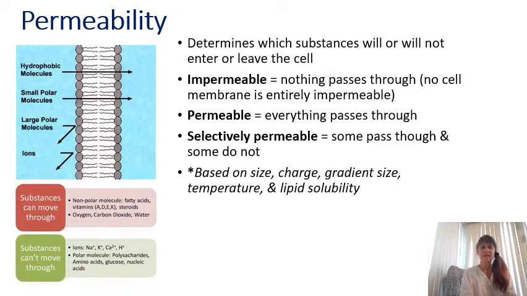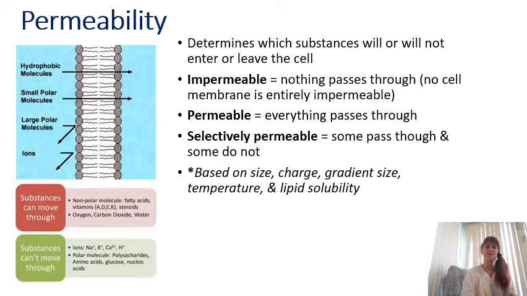The plasma membrane is known as semi-permeable or selectively permeable. And permeability is going to determine whether or not things can pass through. If something is impermeable, nothing will pass through. If something is permeable, everything can pass through. However, semi-permeable or selectively permeable means that some things will pass through and some things can't pass through.